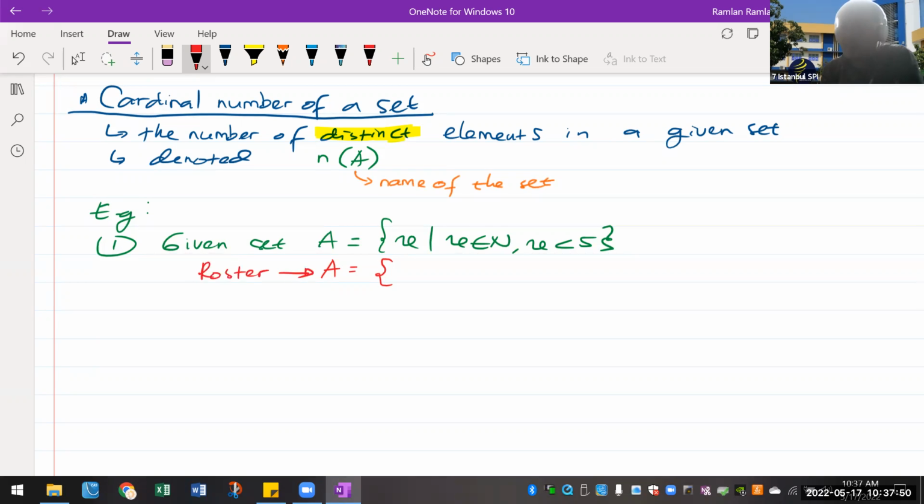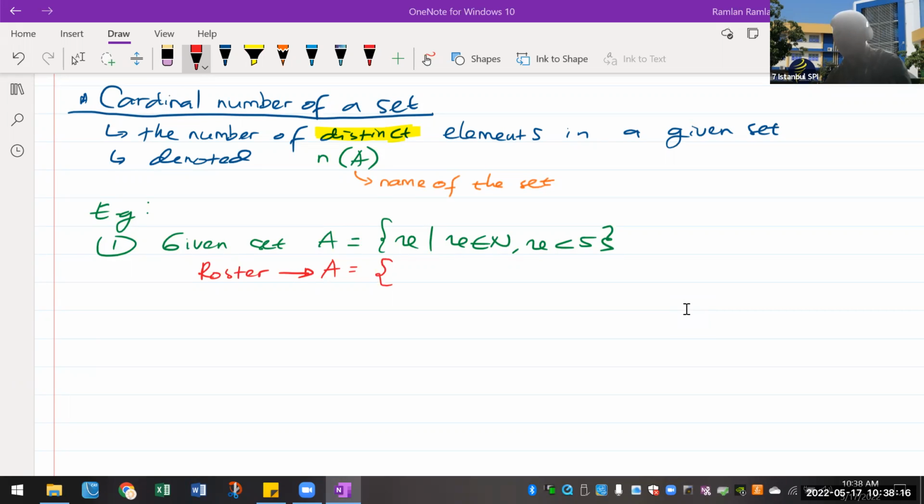So how do you write, what are the elements of this set? Please write down on the chat box. I'm gonna wait for about 30 seconds, I think. It's quite easy. You only need to write down all of the elements. Remember that roster form means that you only need to write down the elements of the set.